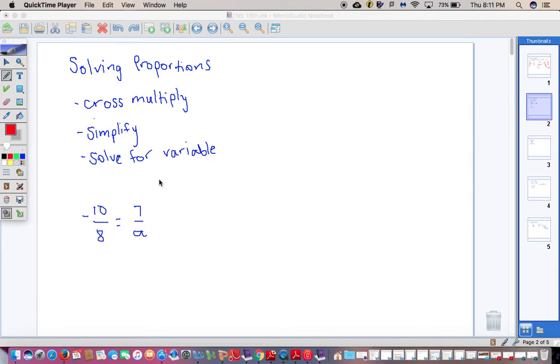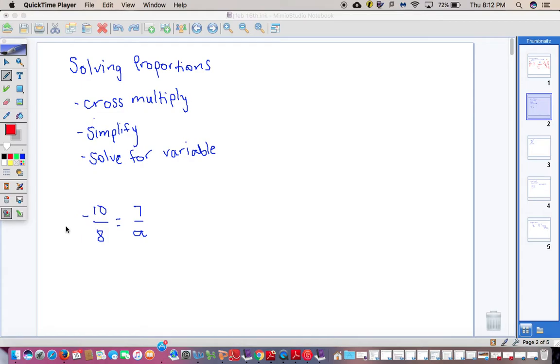proportional, and that is what we're doing. Our ratios are equivalent. There we go. That's the right word. So we're going to cross multiply, you're going to simplify, and then you're going to solve for a variable. So in our particular case, we have negative 10/8 is equal to 7 over a.